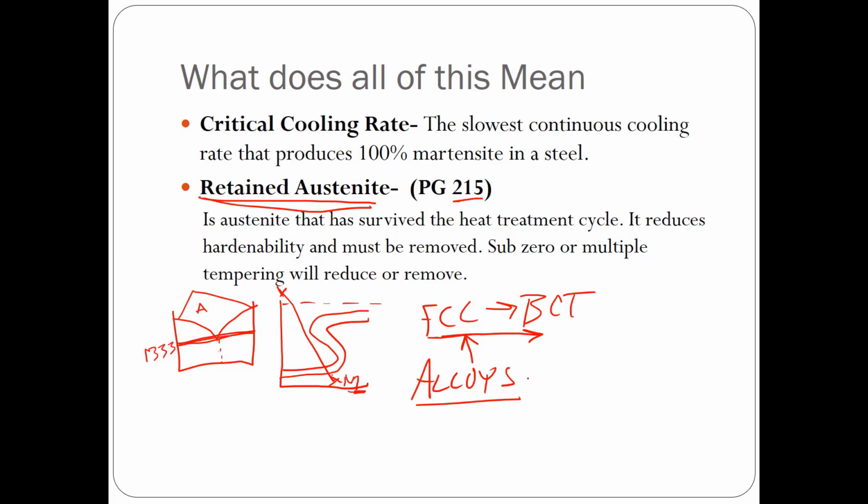Because it doesn't have enough energy. It takes a certain amount of energy to get my atoms to totally rearrange. Remember, diffusion rates. The diffusion rate of iron in steel is relatively slow at room temperature. It's almost non-existent. So it takes energy to cause that to kick over. So understand what retained austenite is. How do we get rid of it?